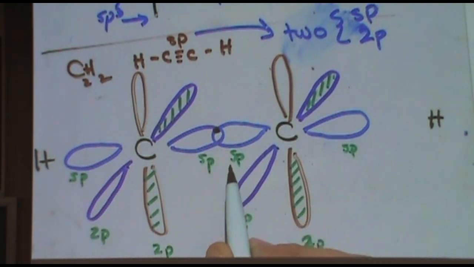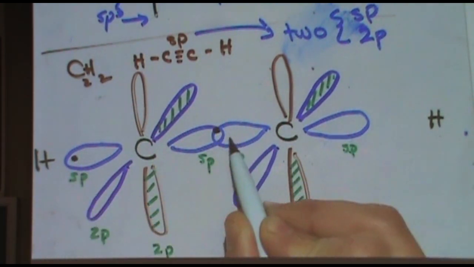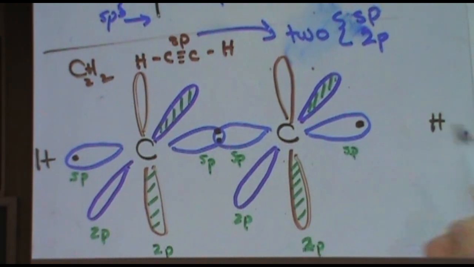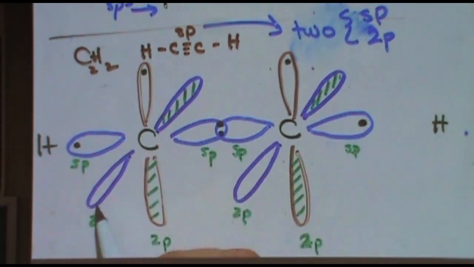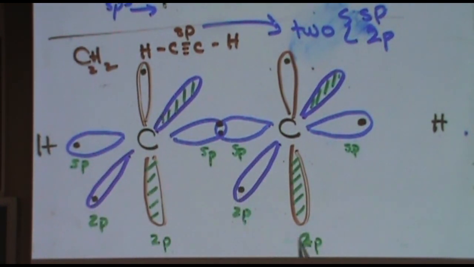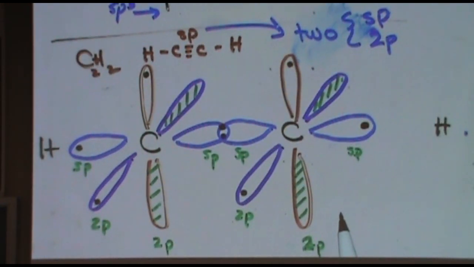Here, here, and then here and here. I'll put black dots for the electrons. There and there. And there and there.